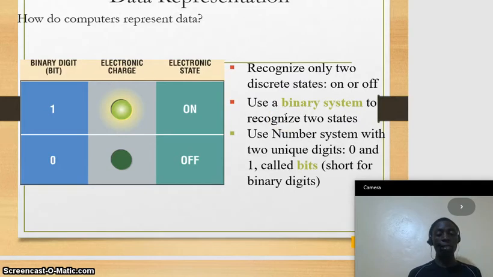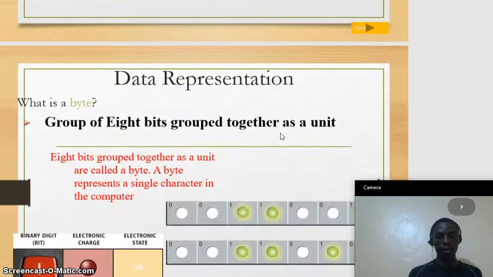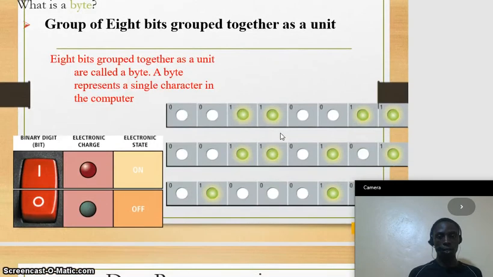Okay, so our computers use the binary system, 1, 0 or 0, 1 state. It uses the binary to recognize or to represent data. It uses a number system with 2 unique digits, a 0 and a 1, called bits, short for binary digits. Okay, it is a short form for binary digits.